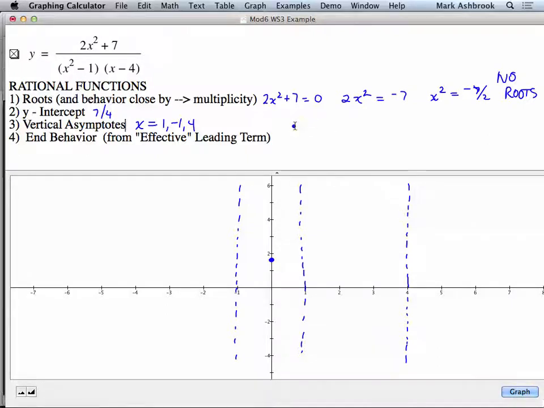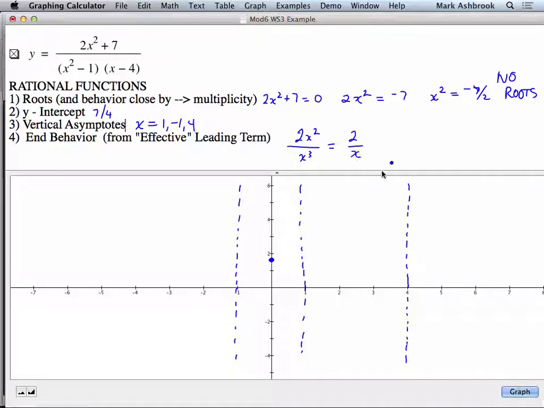Alex, did you get it? No. What would you do? If we want to find the effective leading term, remember what we do? So you find the numerator's leading term, which is 2x squared. Good. Then you put it over the leading term of the denominator, 2x cubed. Good. And after that, simplify. What is that? The simplified version of that.